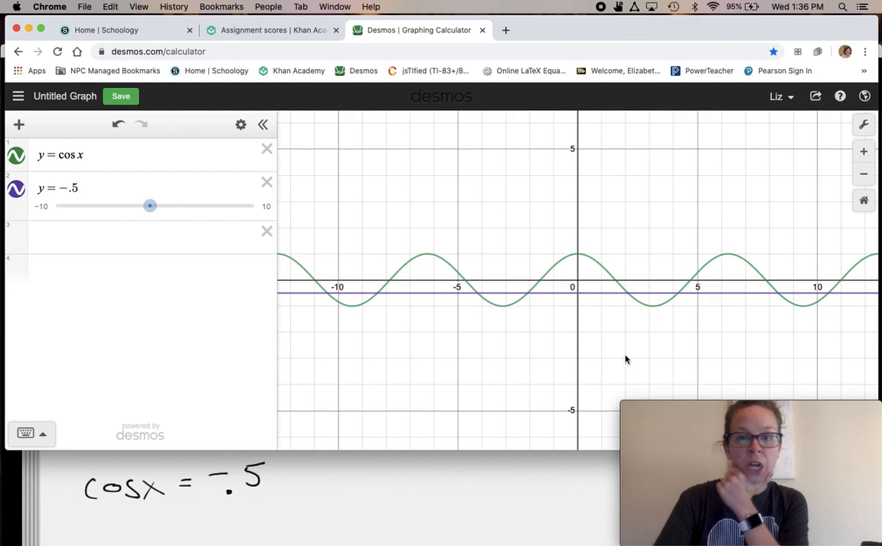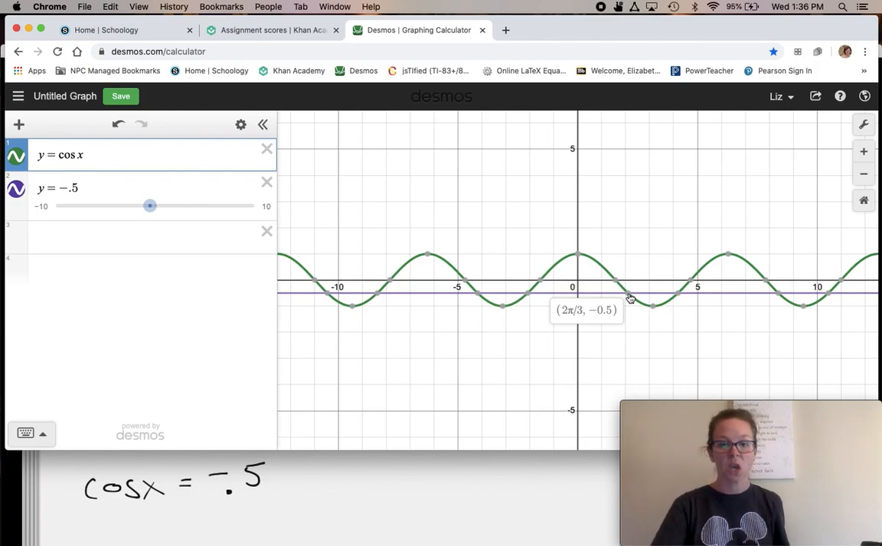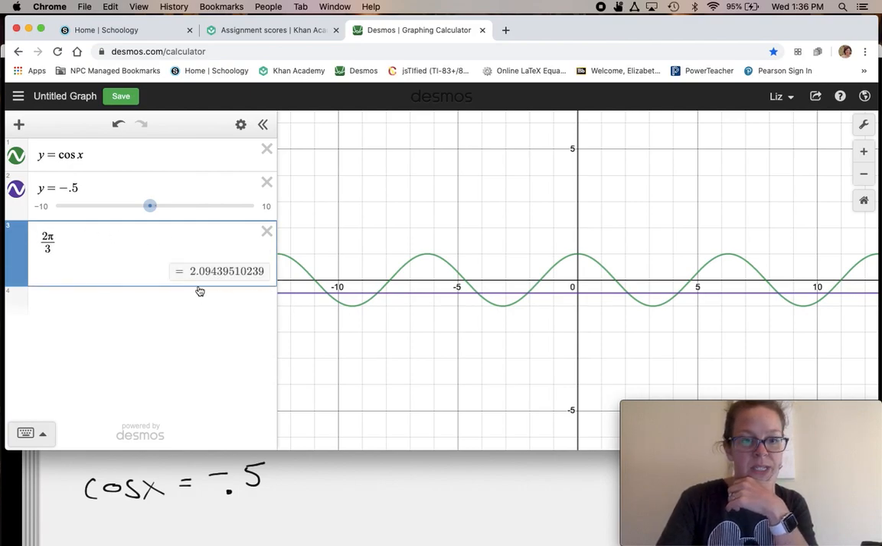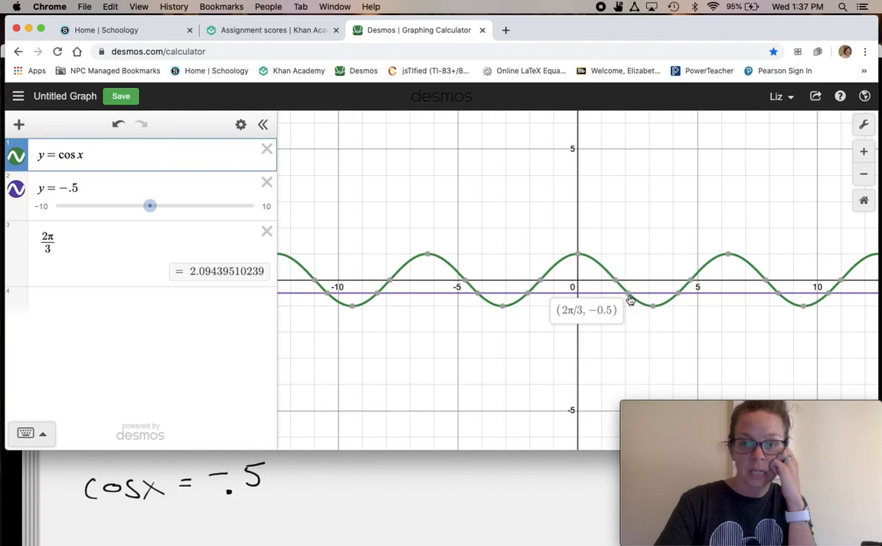So here's our graph now in radians. So my first answer right there is 2 pi over 3. So if I do 2 pi over 3, we can see that is the 2.1 that the calculator gave me. The calculator doesn't give as clean of answers as Desmos does, actually. Desmos is a little bit better of a tool that way. So we get 2 pi over 3 as this first answer.